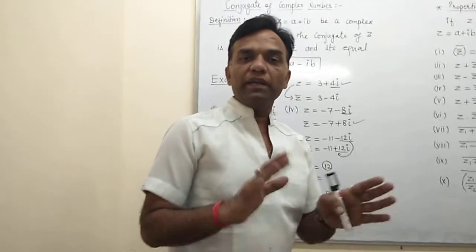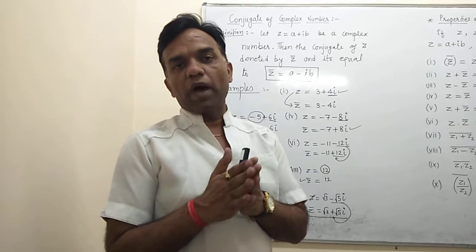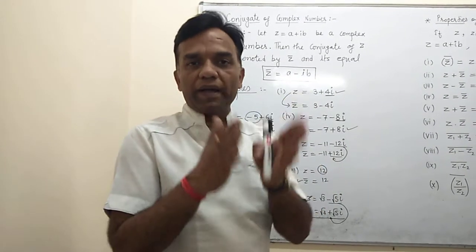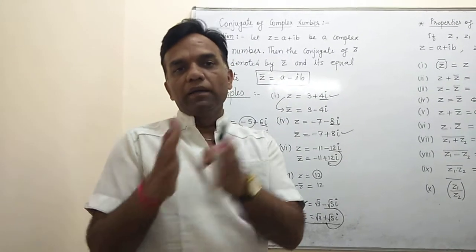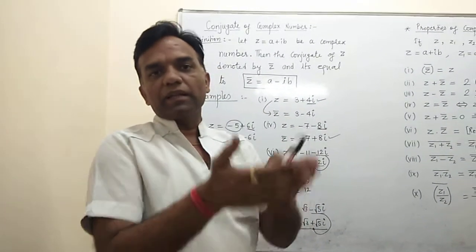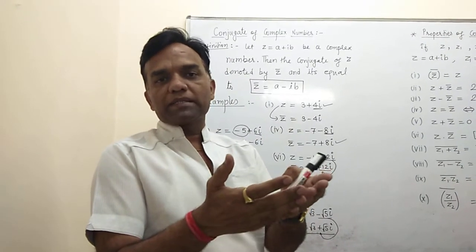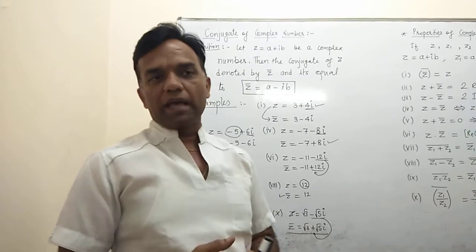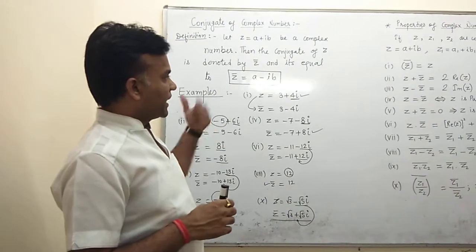The conjugate means only changing the sign of i. If you have any complex number and you want to find its conjugate, you change the sign of i. If plus i is given there, then its conjugate is minus i. If minus i is given in the complex number, then its conjugate is plus i. So that is the only one part you have to remember.